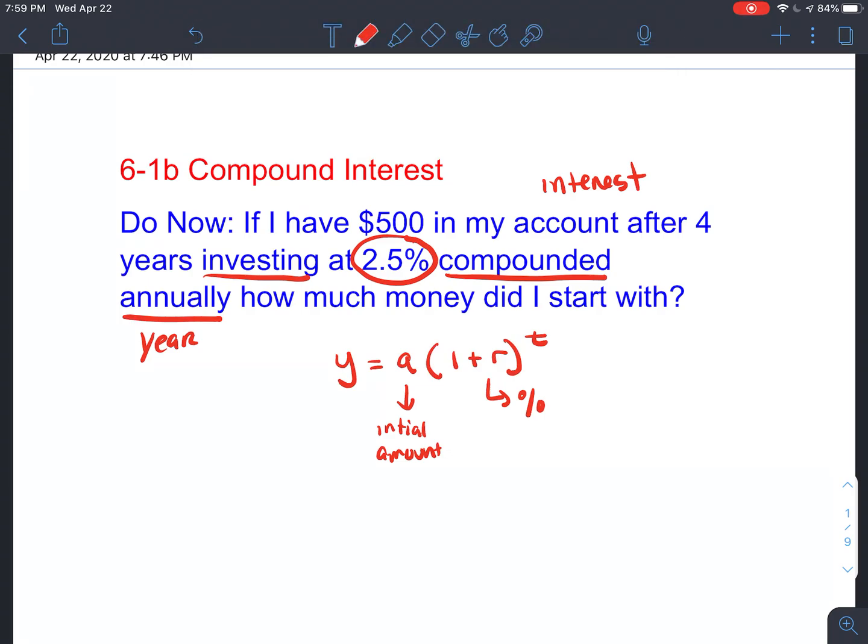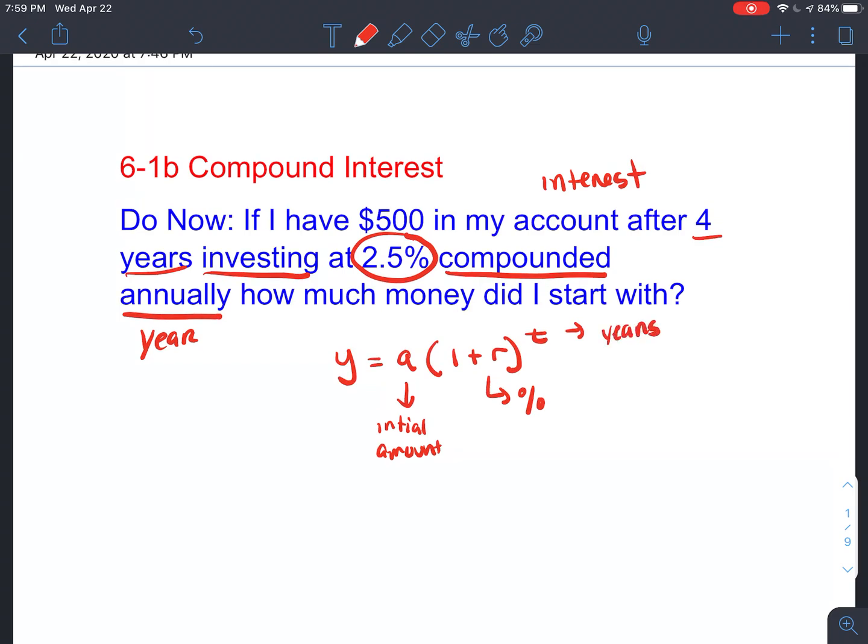Now, what is my time period on this question? Well, we're looking at years, right? You put the money in the account for 4 years. The money is being compounded annually 4 years. So the time unit on our exponent is going to be years.